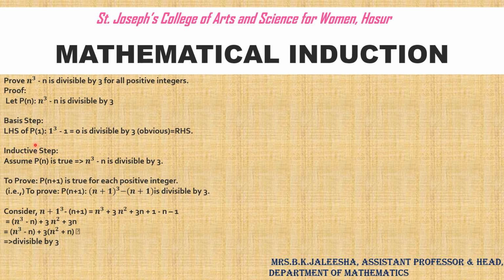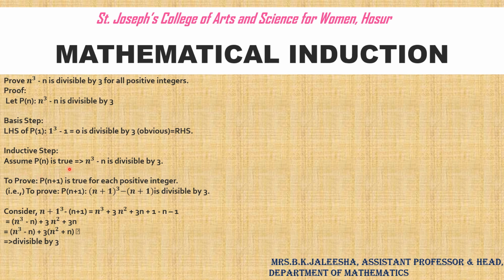So the basic step is we need to take n is equal to 1. So we consider this. Substituting here, what you'll get? 1 cube minus 1, which is equal to 0. 0 is always divisible by all the elements. So 0 is obviously divisible by 3, which is satisfied. So P of 1 is true. Hence, we can go with the inductive step.